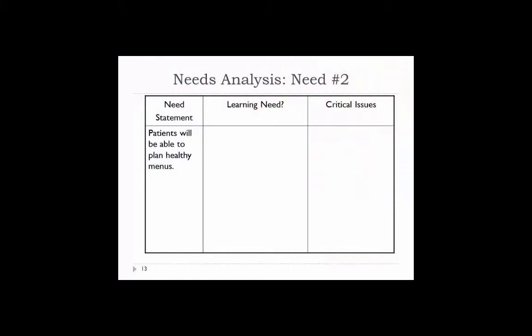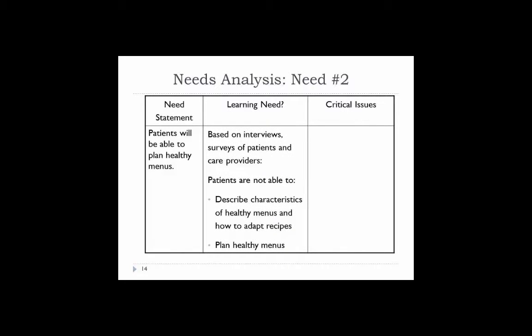The second need we identified was for patients to be able to plan healthy menus. This is again based on interviews and surveys of both patients and care providers. We determined patients were not able to describe the characteristics of healthy menus or how to adapt recipes so they would be more healthy, and how to plan healthy menus. Critical issues for us to acknowledge and to address: oftentimes, families were not on board with dietary changes, healthy meal preparation sometimes takes more time, and lifestyle changes are difficult to enact.